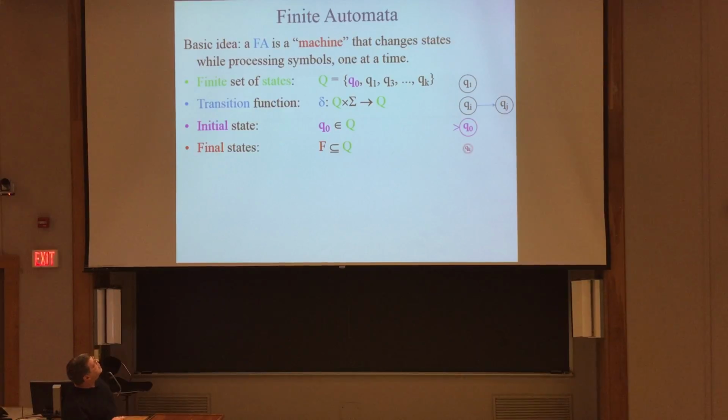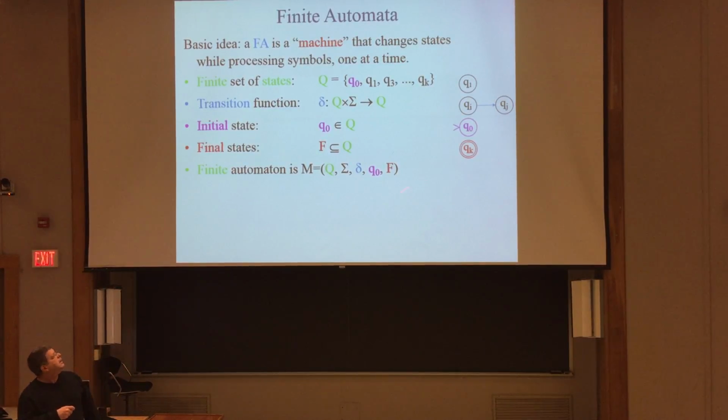Okay, and we have a final state set, and that's a set, not necessarily a single state. It could be a set containing one state, but it could be a set containing 17 final states. That's where we end the computation. If the computation ends in some final state, as opposed to a non-final state, the computation is said to be an accepting computation, and the string that we saw in input is in the language associated with that finite automata. So the finite automata is simply the ordered tuple representing all these values: the set of states, the alphabet, the transition function, the initial state, and the set of final states. That's all it is.